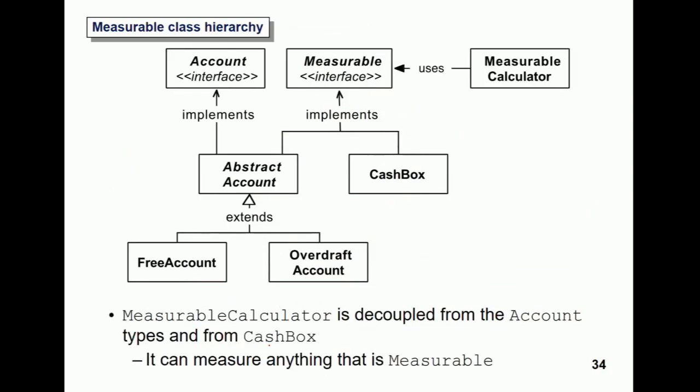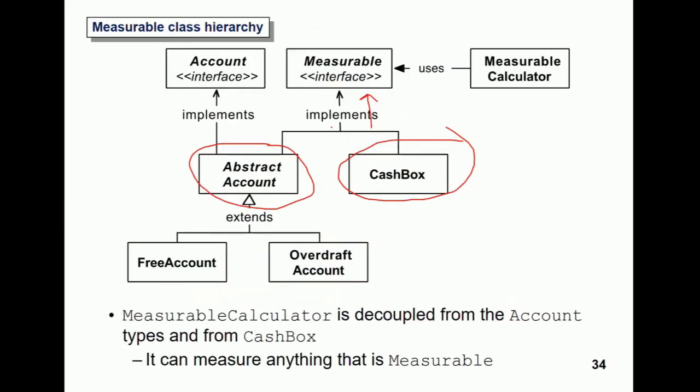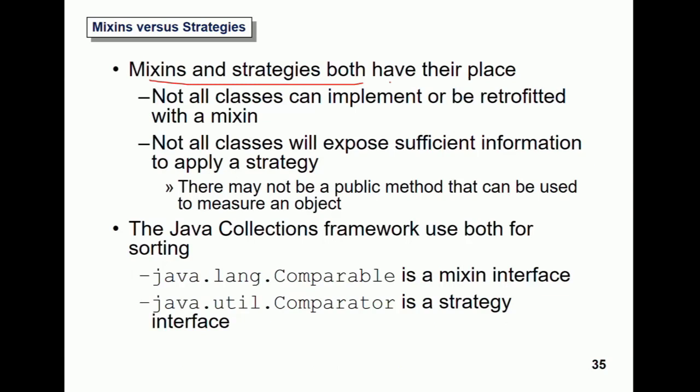So this is just repeating the slide of the Mixin design pattern, just to show you the difference. Whereas previously your bank account implemented the measurable interface directly, when you're using the strategy design pattern, you have to create this additional level of complexity in order to be able to do any operations that you want to do. So Mixins and strategies both have their place. They're both very useful. The problem is, as we said, not all classes can implement or be retrofitted with a Mixin.